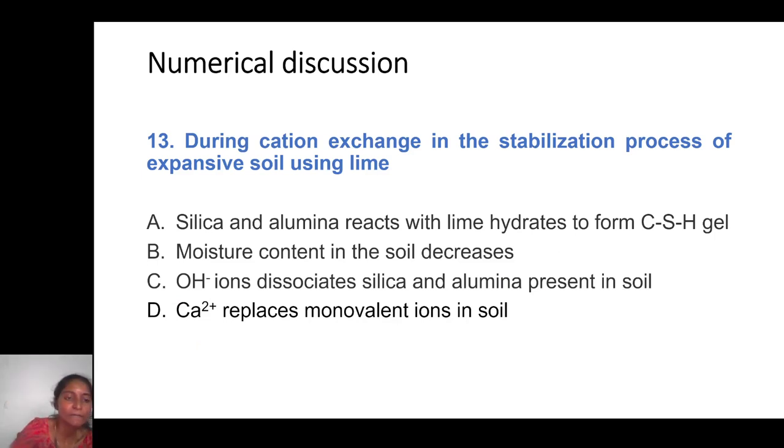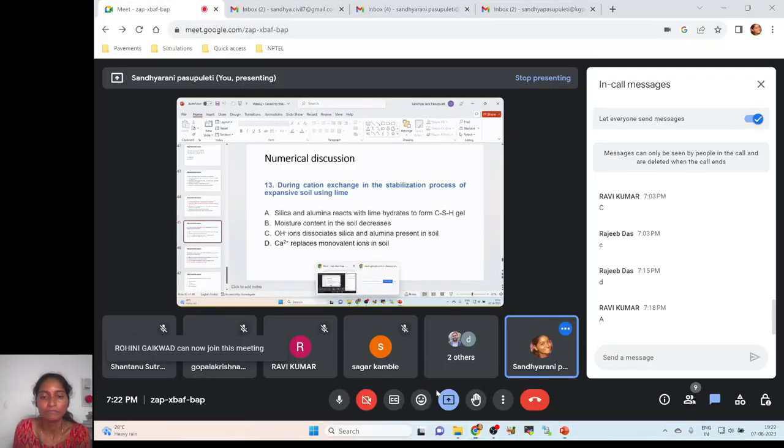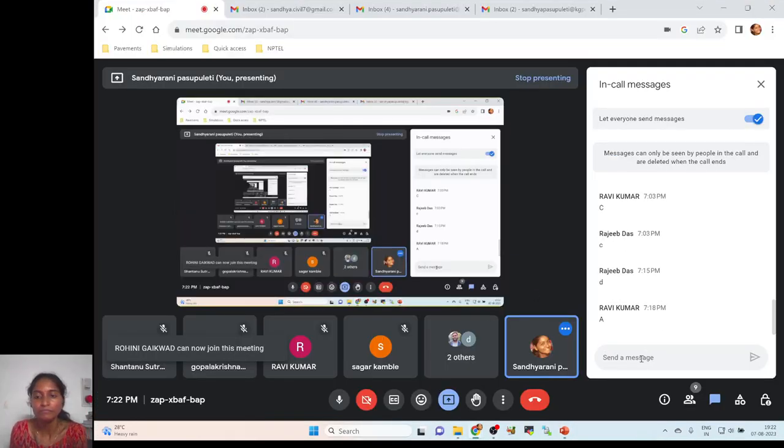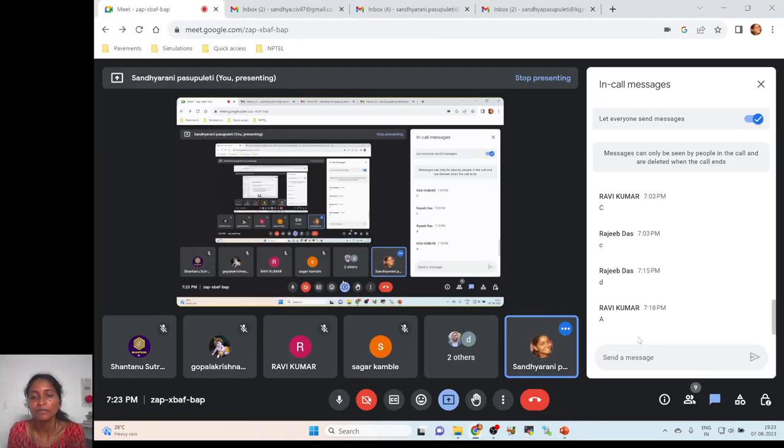Any guesses? Okay. Ravi says option A. Option A, silica and alumina react with lime hydrate. Individually the sentence is correct. Okay. Any other guesses?